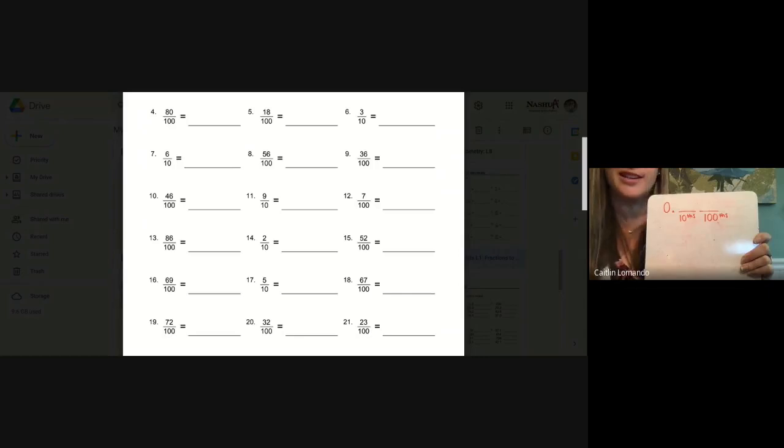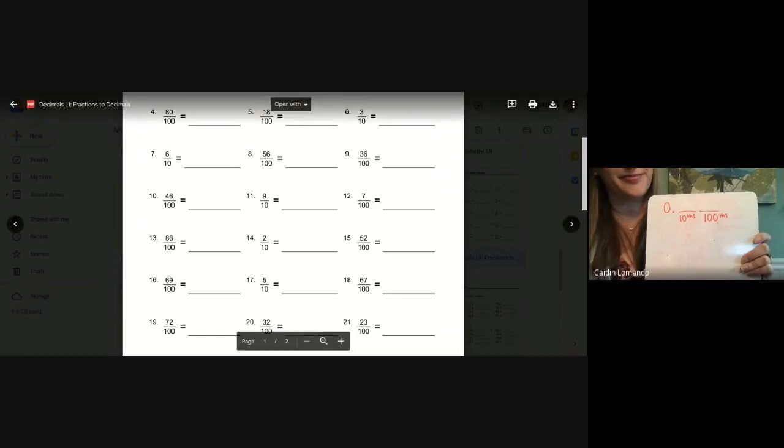We have 46/100ths, 9/10ths, and 7/10ths. How do we write those 3 decimal points? Let's pause and try it. For number 10, we should have 0.46. For number 11, we should have 0.9. And for number 12, we should have 0.7. You guys are doing great.